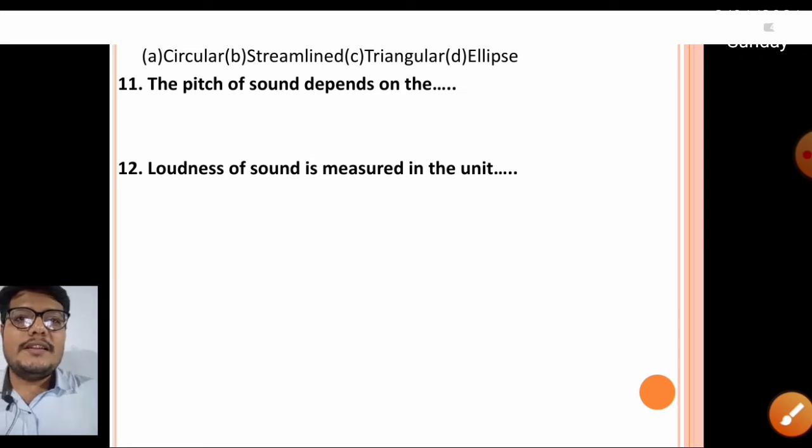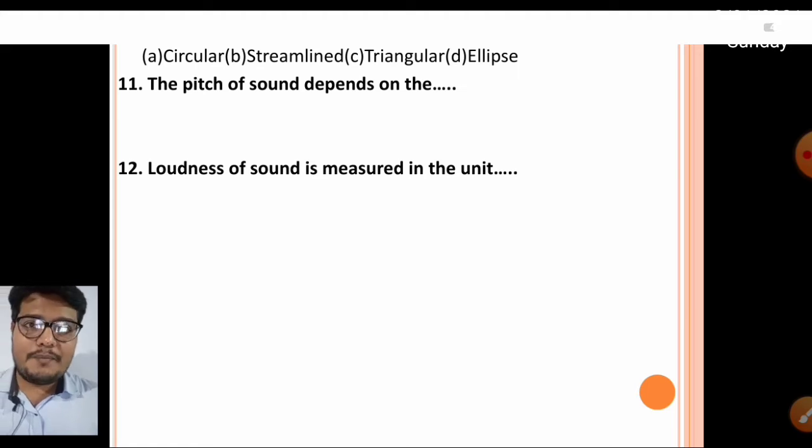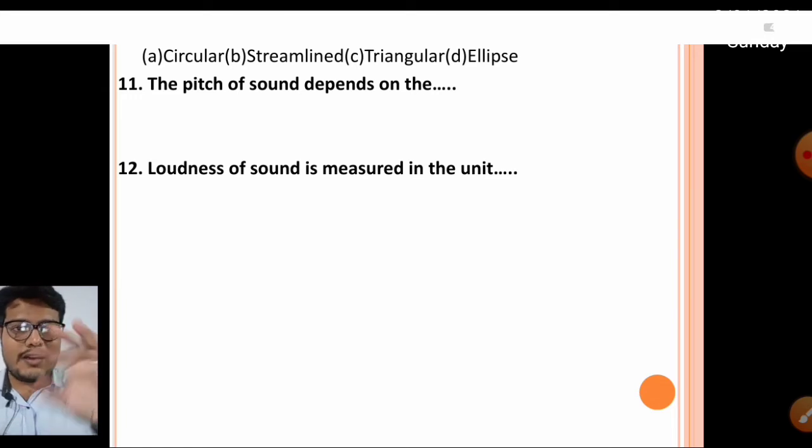Okay, now see here. Next one, 11. The pitch of sound depends on, now there are two things. If you remember, loudness and pitch, right? Loudness directly depends on amplitude, and pitch depends on frequency, number of oscillations per second. So we just have to find out what the options are. If there is frequency, then directly frequency will be our answer, right? Amplitude is out from the answer.